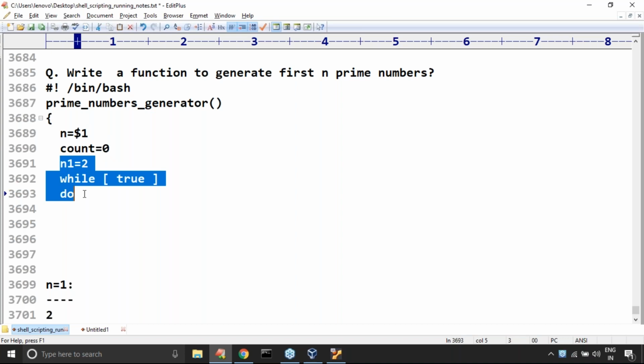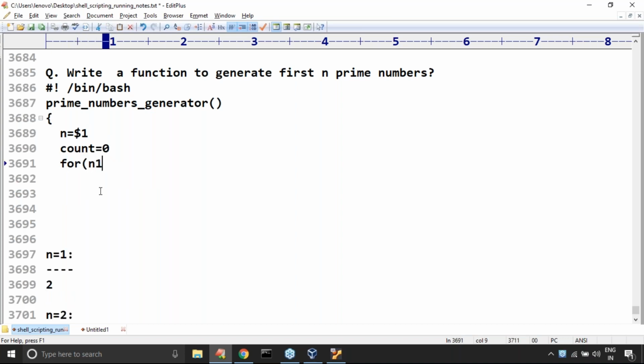Or instead of that, for n1 is equal to 2, the condition n1 greater than or equal to 2 is always true or not? Please confirm. Yes, n1 plus plus. Now have a look, instead of the infinite while loop, I'm taking the same infinite loop by using an advanced for loop, because the incrementing is taken care of.